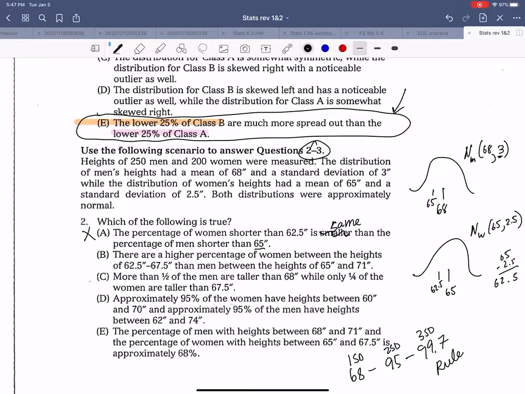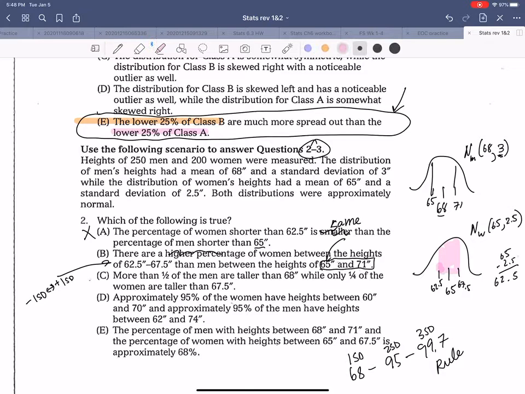There are a higher percentage of women between the heights of 62.5, so that's 1 standard deviation below the mean, and 67.5, that's 1 standard deviation above the mean. So essentially that's saying between -1 standard deviation and positive 1 standard deviation. And for men, this is saying the same thing because 68 plus 3 is 71. So once again, these should not be different. There's not a higher percentage. There's exactly the same percentage. In fact, there's exactly 68% if it is normal distribution in both categories. So it is the same. So that's going to be false.